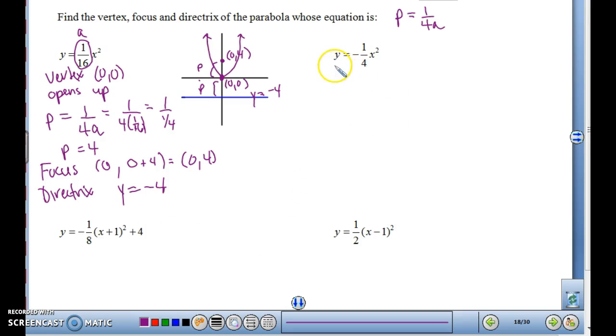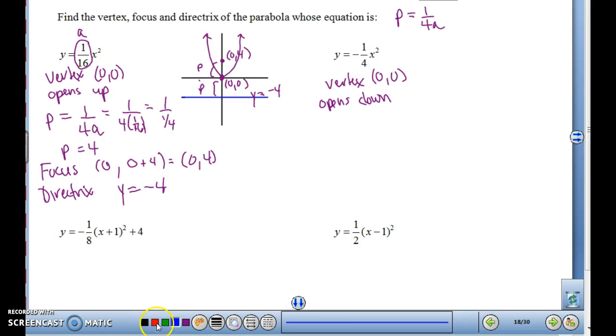Now, what if we had y equals negative 1/4 x squared? Again, this is going to be a parabola that has a vertex at 0, 0, because it's just x squared. But since this is negative, what's that going to do to the parabola? It's actually going to open down. It opens down.